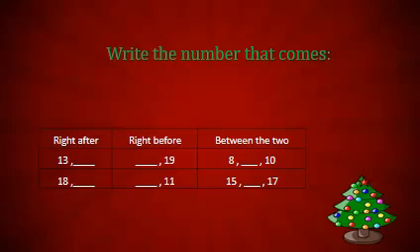Here we have to write the numbers that come right after. What's the number right after 13? It is what? Yes. 14. What's the number right after 18? Yes. It is 19. Then we have to write the number before 19. What's the number before 19? 18. What's the number right before 11? Yes. 10.